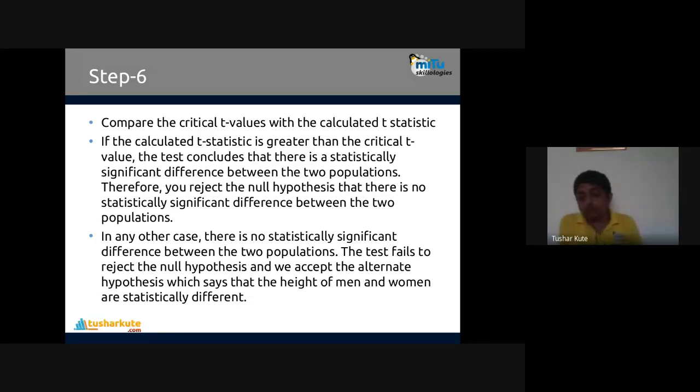A significant difference is present between the two populations, the women population and the men population. Therefore, you reject the null hypothesis that there is no statistically significant difference between the two populations, and your alternate hypothesis can be proven. The test fails to reject the null hypothesis, we accept the alternate hypothesis which says that the heights of women and men are statistically different.